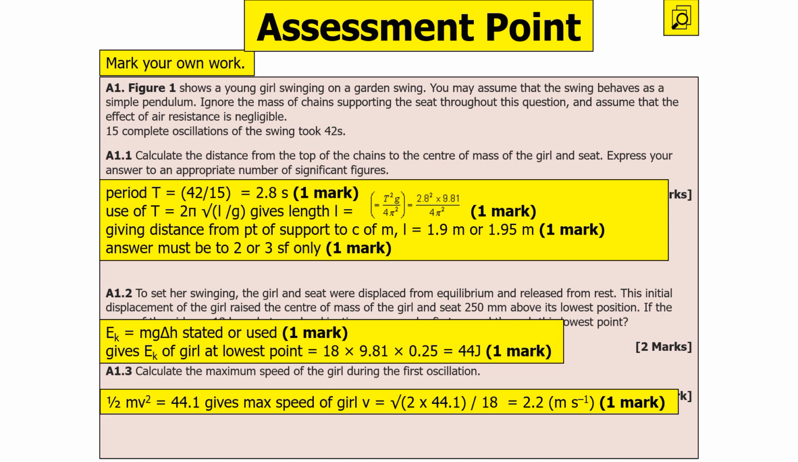We know here E equals mgh, and therefore in this case the maximum potential will equal the maximum kinetic, so we'll work through that way. So it's 18 times 9.81 times 0.25, which equals 44 joules. We know that's the maximum kinetic energy, and it equals a half mv squared, so v equals the square root of 2Ek over m. We pop in all the values and we get 2.2 meters per second.